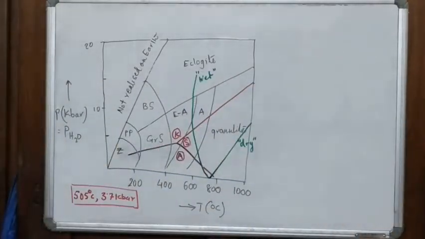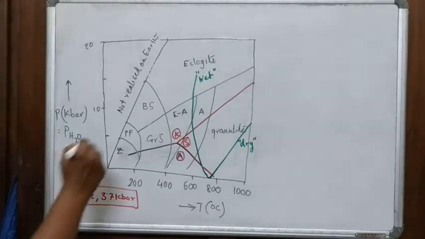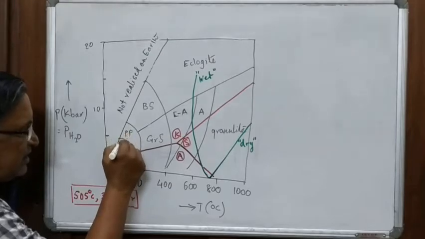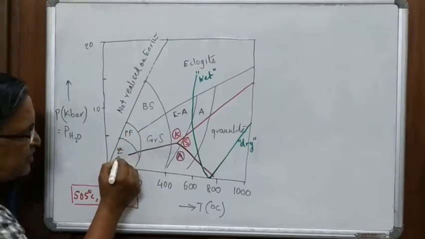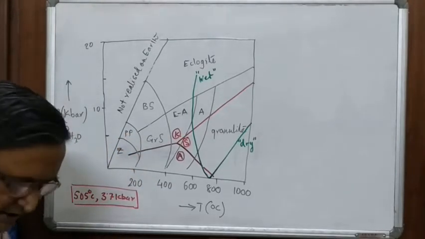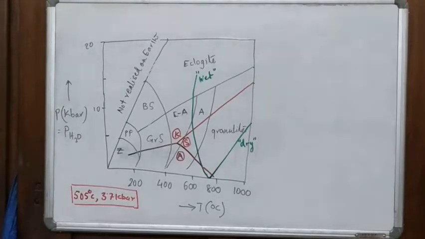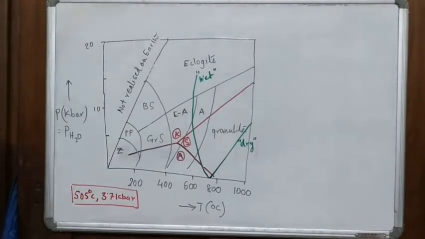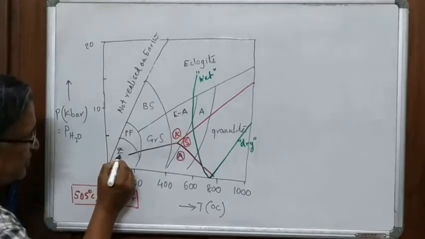Now these are some of the boundaries. This is called the zeolite facies. We will go into the details a little bit here.